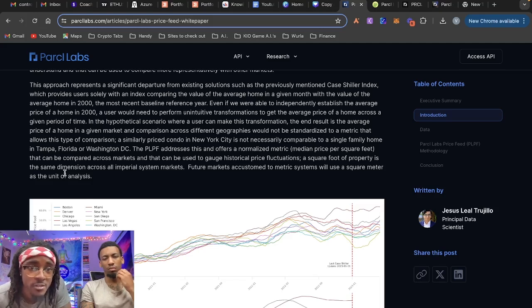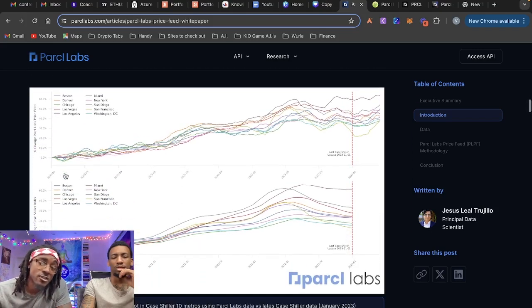The Parcl Labs price feed addresses this and offers a normalized metric, median price per square foot, that can be compared across markets and that can be used to gauge historical price fluctuations. A square foot of property is the same dimension across all imperial system markets. Future markets accustomed to metric systems will use a square meter as the unit of analysis. So, boom, I guess they just answered my question again.